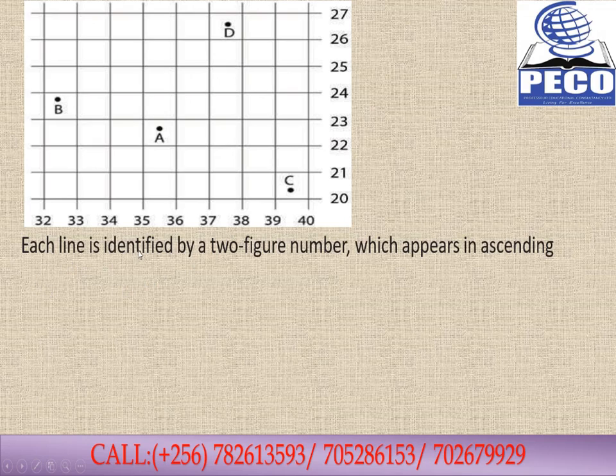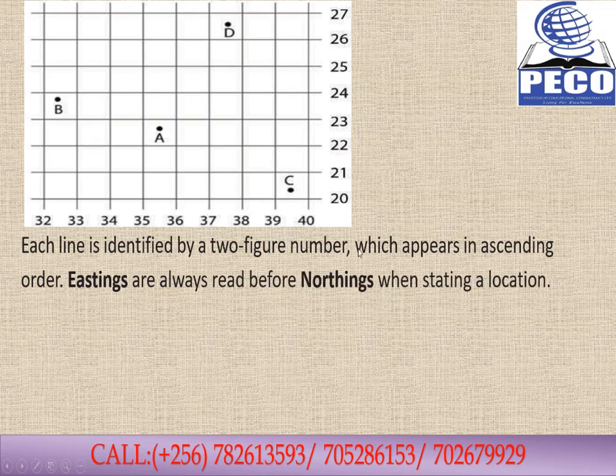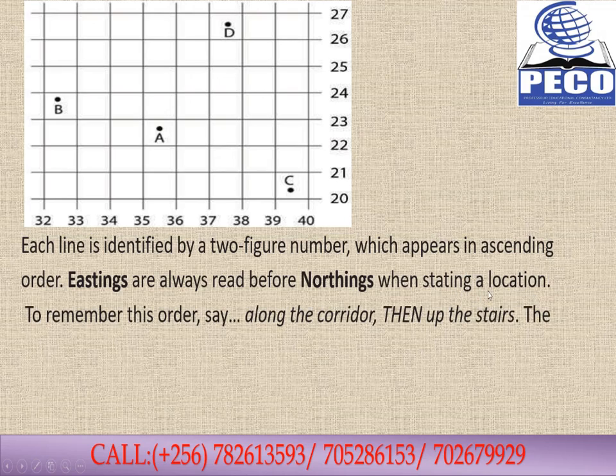Each line is identified by two figure numbers which appear in an ascending order. So in order for us to locate places or features, we first read off the eastings, the two figures of the eastings, and then we read the northings, the figures written on the northing line or the horizontal line near that feature. That is how we state the location.